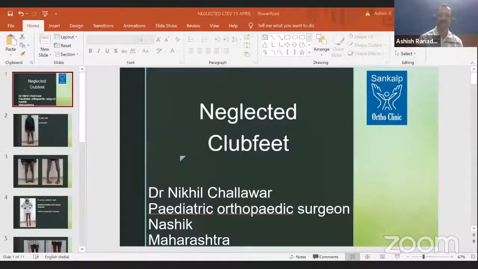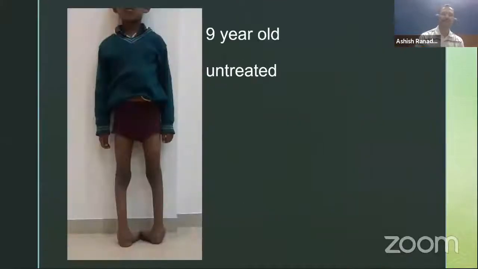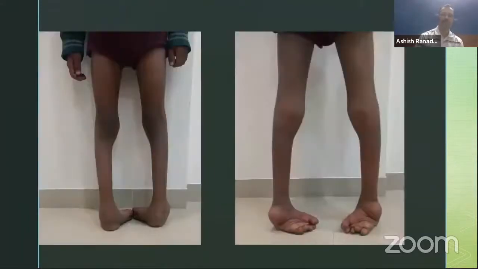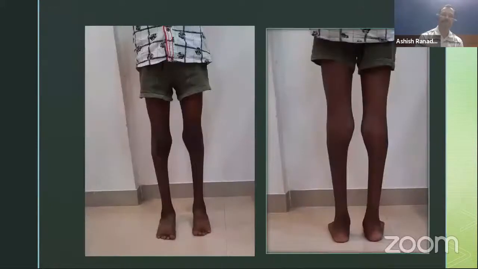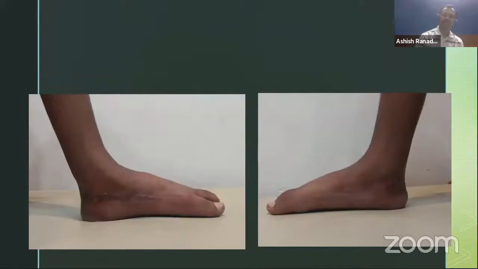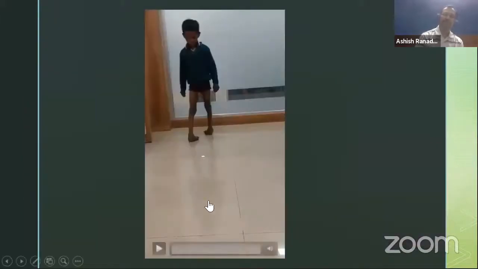Actually, I'm presenting on behalf of Dr. Nikhil. He was supposed to present, but he could not join. So it's a 9-year-old untreated clubfoot, I think type 2, as Alaric was mentioning. Nikhil did serial casting in OPD. He had 6 casts, and then he did a posteromedial soft tissue release via the hemi Cincinnati incision. And that's the result. We've got a plantigrade foot, that's the X-ray. And that's how he was.